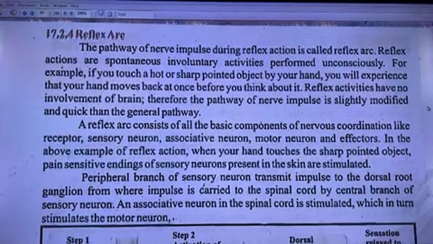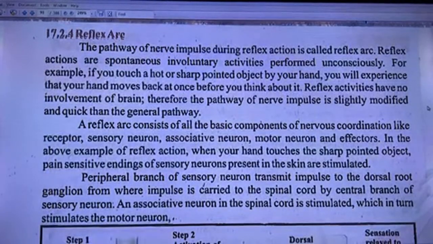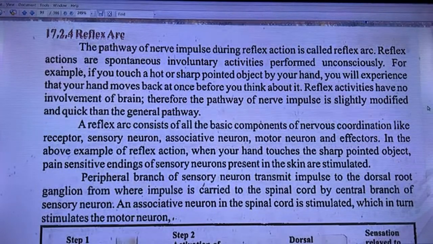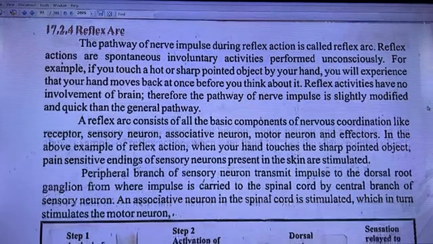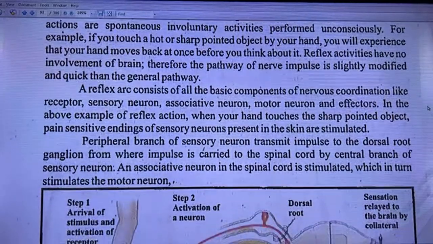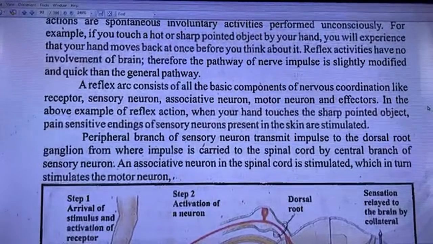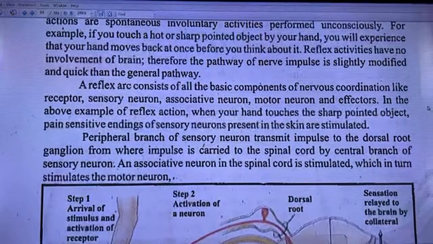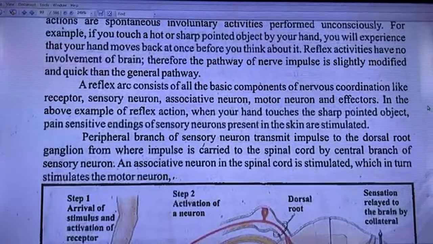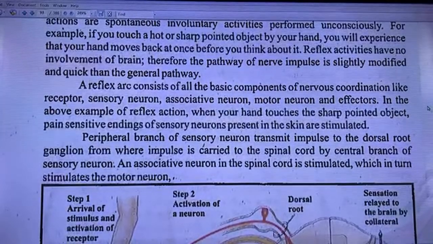A reflex arc consists of all basic components of nervous coordination: receptor, sensory neuron, associative neurons, motor neuron, and effectors. In the above example of reflex action, when your hand touches the sharp pointed object, free sensitive endings of sensory neurons present in the skin are stimulated. The peripheral branch of the sensory neuron transmits the impulse to the dorsal root ganglion, from where the impulse is carried to the spinal cord by the central branch of the sensory neuron. An associative neuron in the spinal cord is stimulated, which in turn stimulates the motor neurons.